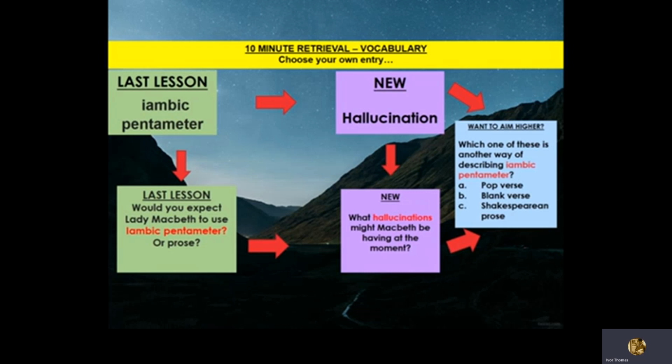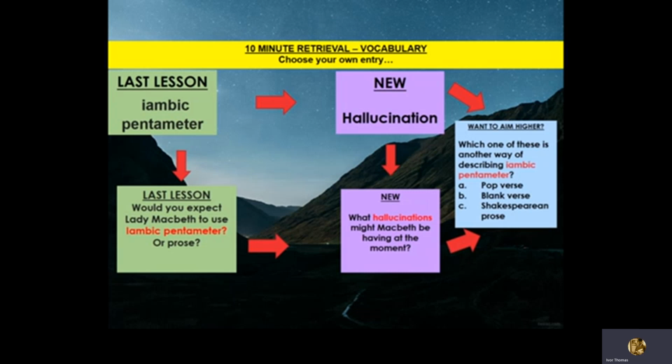So, let's go down to the new question. What hallucinations might Macbeth be having right now? Think about his goals, his recent past. What might he be hallucinating? Pause the video if you need more time. You might think witches, weapons, swords, fighting, crown.